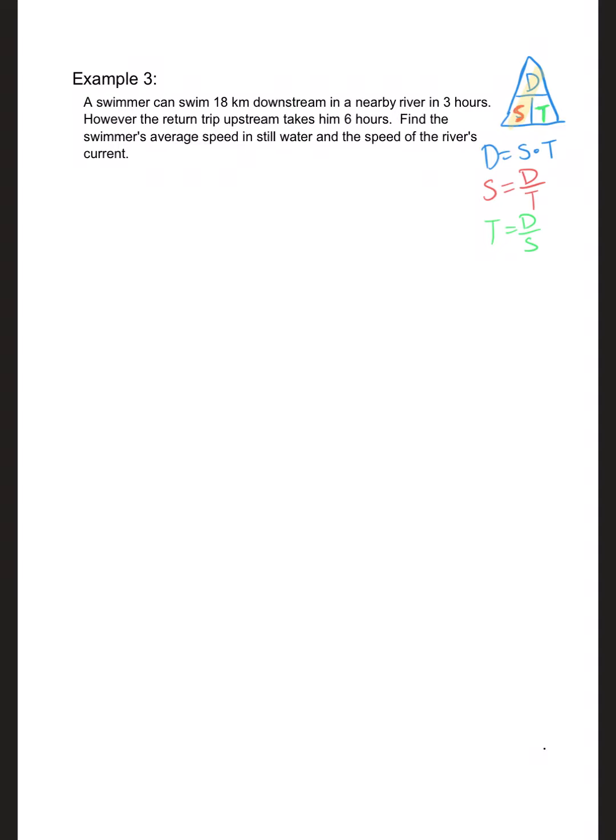It says a swimmer can swim 18 kilometers downstream in a nearby river in 3 hours. However, the return trip upstream takes him 6 hours. Find the swimmer's average speed in still water and the speed of the river's current. So it's asking us right there at the end to find the average speed in still water and the speed of the river's current. Let's write some variables to represent that.